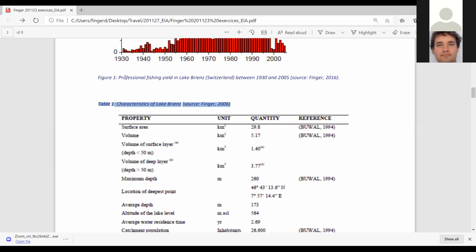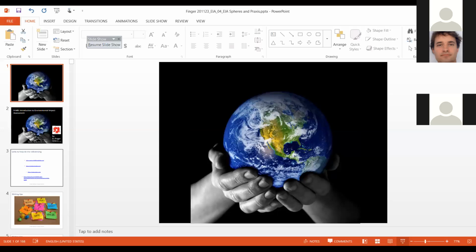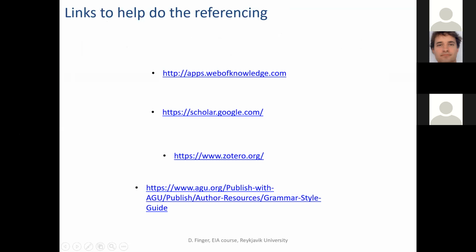Any more questions regarding referencing, regarding the exercises? I think if there are no questions, then we just continue. Do I see? No, there are no questions.